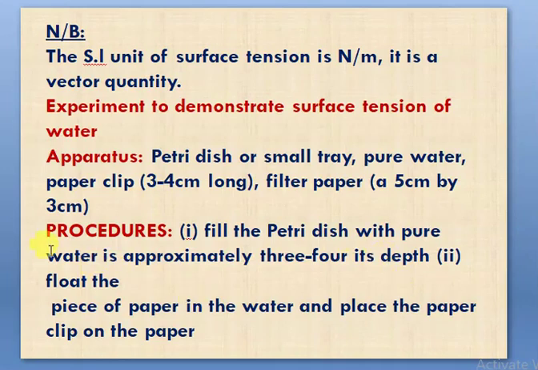Now, what are the procedures? Number 1, you fill this tray or the petri dish with pure water, that is 3/4 of its depth, meaning that you will not fill the entire tray. Then, secondly, you float this piece of paper in the water and place the paper clip on the paper. You float the piece of paper in the water, then you place the paper clip on the paper.